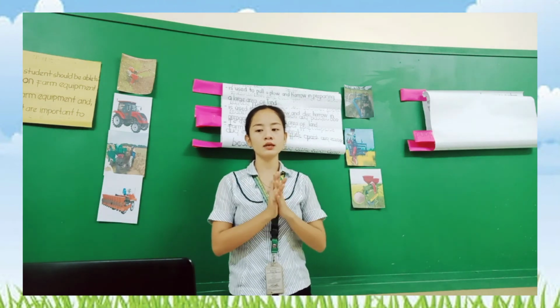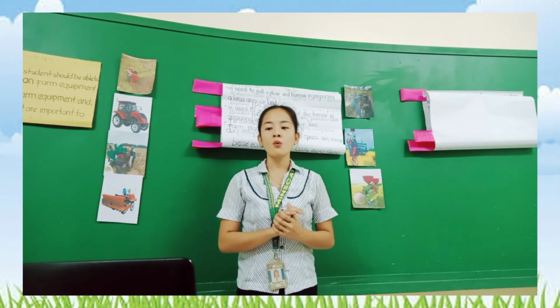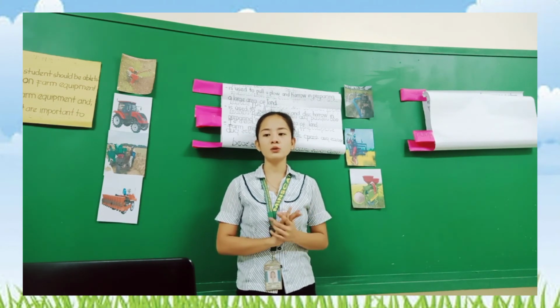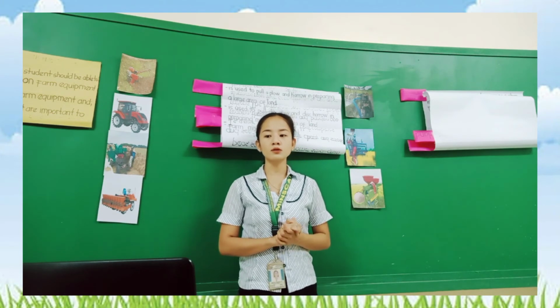So, your answers are correct. Give yourself three claps, class. 1, 2, 3. So, those eight are the most common farm equipment. So, class, what do you think? Why are farm equipment important to the farmers? Okay, very good. Equipment can help the farmers do their job easily, and it is cheaper than hiring people to do what the equipment can do. Very good! It seems that all of you understand our topic for today.